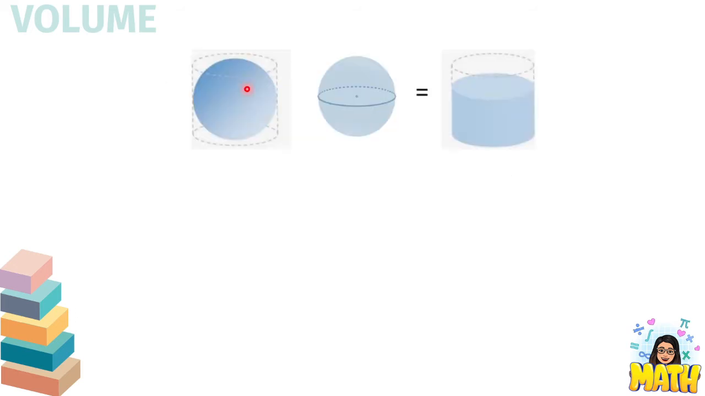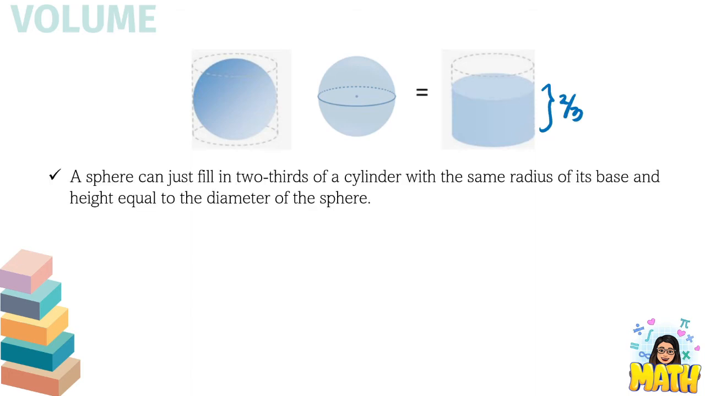And the last 3D figure that we have here is for a sphere, which is enclosed by a cylinder with the same diameter and the same height. We can see na yung isang sphere ay 2/3 lang ng cylinder. Therefore, a sphere can just fill in 2/3 of a cylinder with the same radius of its base and height equal to the diameter of the sphere.